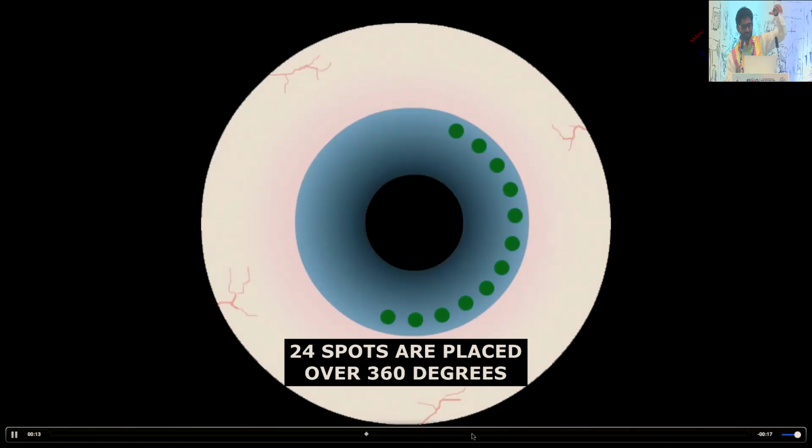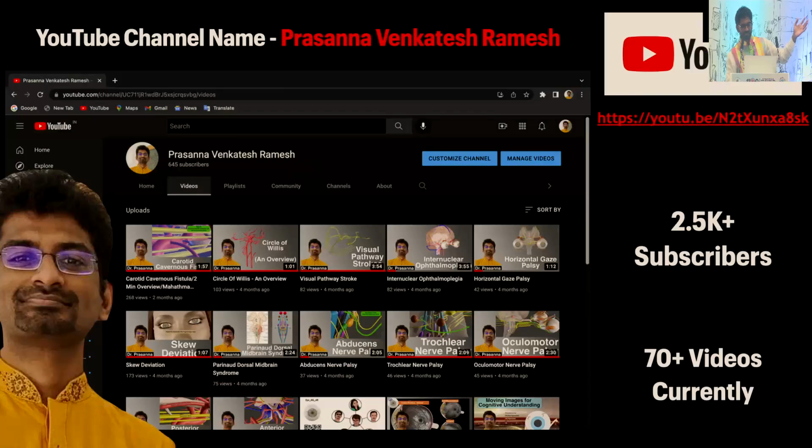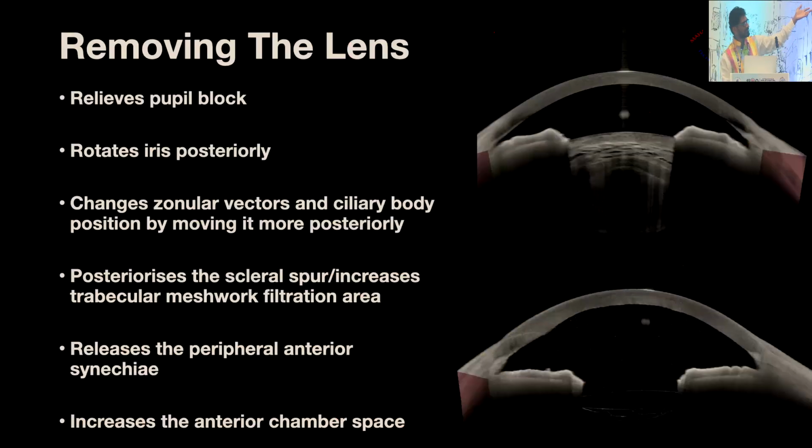So you can see the 360 degrees and 24 spots being placed, and then a gonioscopic view, because we always kept pushing ourselves into different views, where in a gonioscopy, how does the root of the iris get pulled from the oppositional angle that it is actually having. So this led to a lot of videos, and this is my channel, which goes under my name, Prasanna Venkatesh Ramesh, where you can see all these videos that we have created, a video-based atlas.